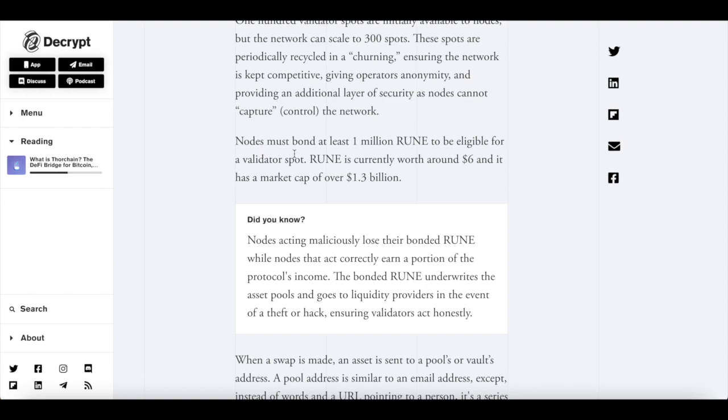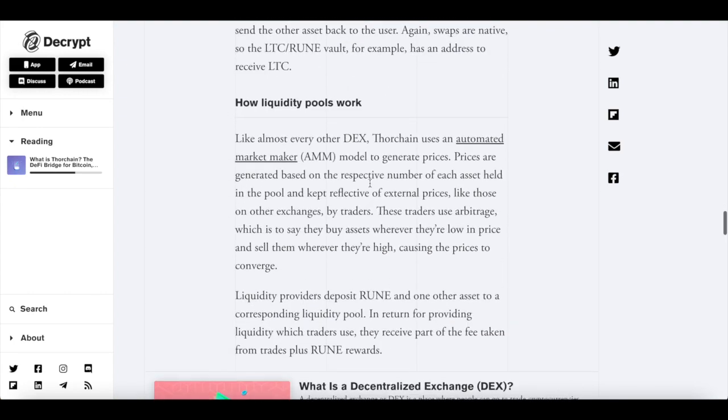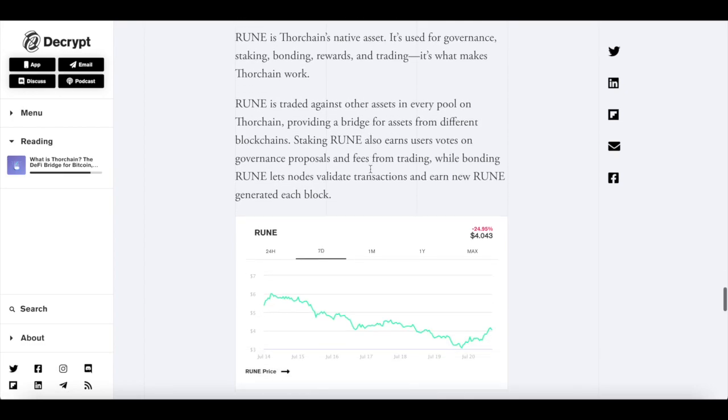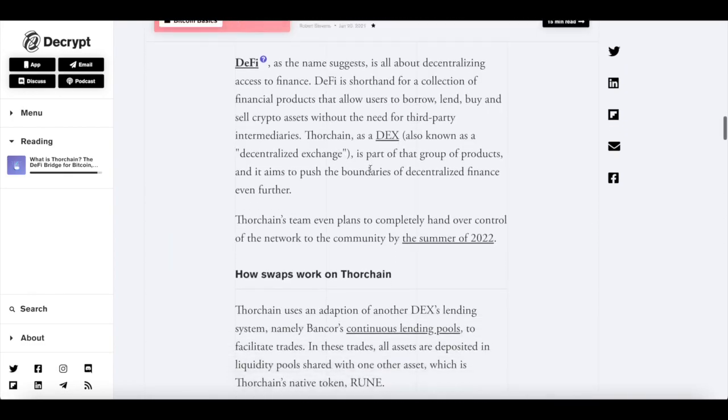Now, nodes must bond at least 100 million Rune to be eligible for a validator spot. Now, Rune is currently worth around $6 and it has a market cap of over 1.3 billion. That's insane. Now, they go into more information. How does the liquidity pool work? It goes into more complicated stuff, but for the most part, as of now, we understand quite fully what THORChain is.